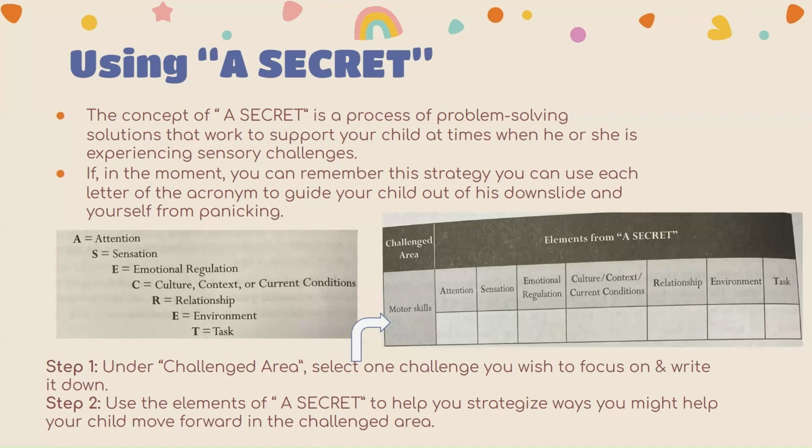When utilizing this, you start with step 1 under the challenged area. Select one challenge you wish to focus on and write it down. Step 2, use the elements of the acronym to help you strategize ways you might help your child move forward in the challenged area.